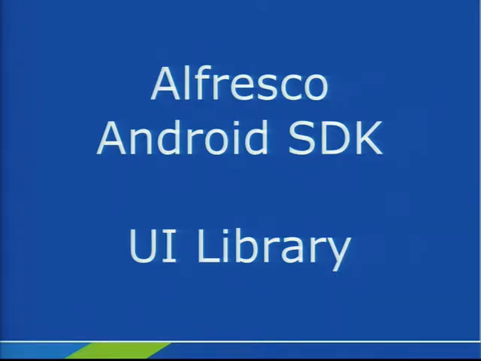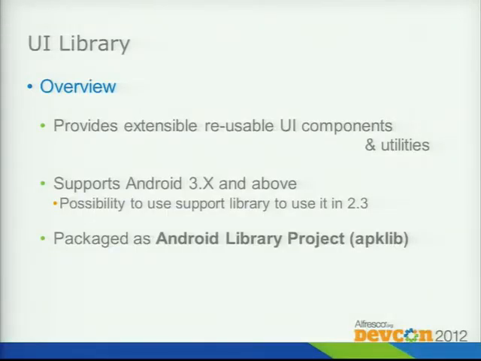Next, the Alfresco UI library. The idea is to provide some widgets that can be reused inside your own application, or to create a very quick application. Because it's based on the UI, the asynchronous API will only support Android 3.x. But with the library called the Android support library, it's possible to port all this code to support the Android 2.3 version. And unlike the other projects, this one is packaged as what we call on the Android side an Android library project.